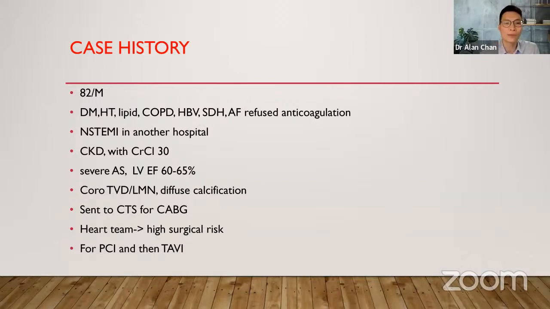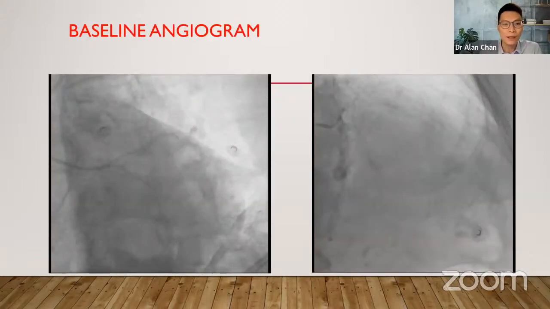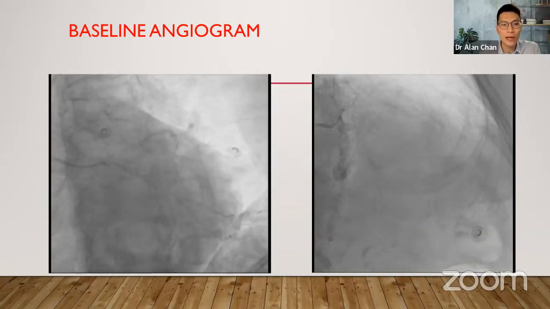The angiogram from the referring hospital showed triple vessel disease together with left main bifurcation lesions. In the next slide, we can show you the diffuse calcifications. The patient was discussed in a heart team meeting, but he is a really high surgical risk candidate because of the comorbidities. So the consensus was to have a high-risk PCI, followed by the TAVI procedure.